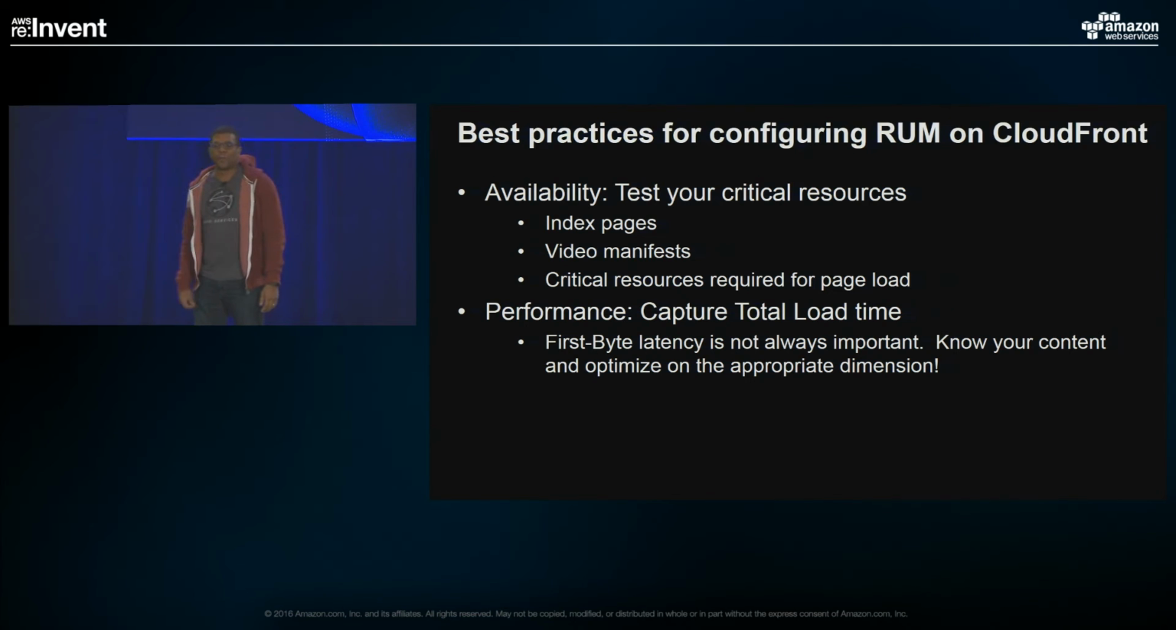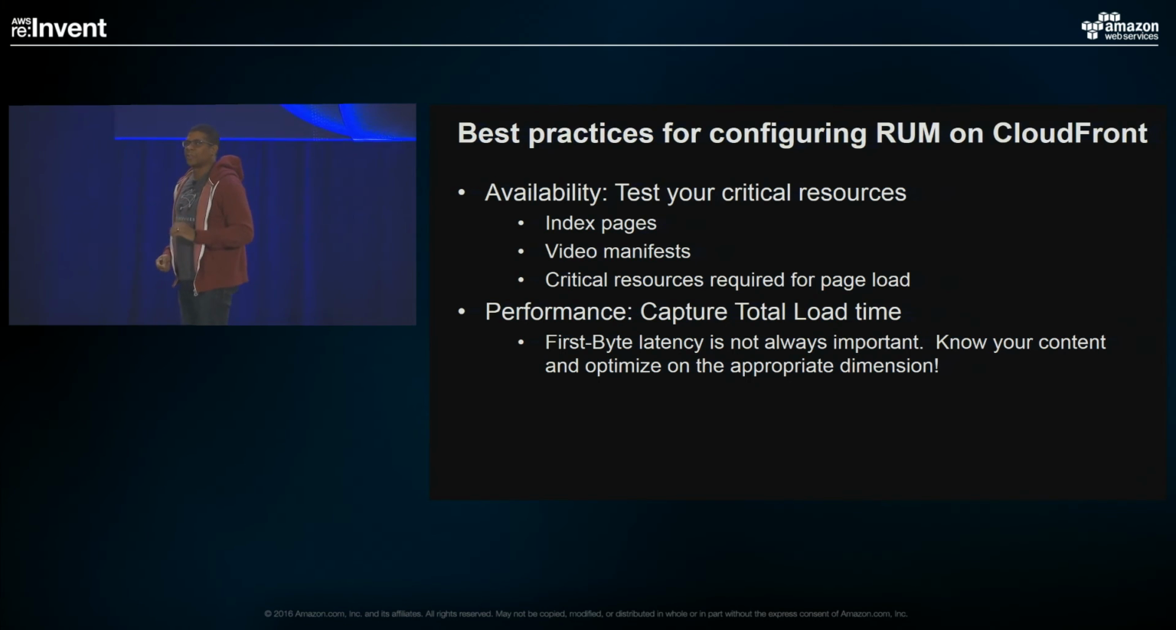Lastly, here are a few best practices as you're configuring RUM. I've encountered some of these mistakes as I've talked to customers over the years. Make sure that if you are implementing RUM, you are monitoring the things that are actually critical for your application. In the case of a website, don't just monitor a single JPEG at the bottom of the page. Monitor your index page. Monitor your CSS if that's important to structure the page. In the case of video, make sure you're monitoring the video manifest. Are you able to even find the fragments that are necessary to serve your video?